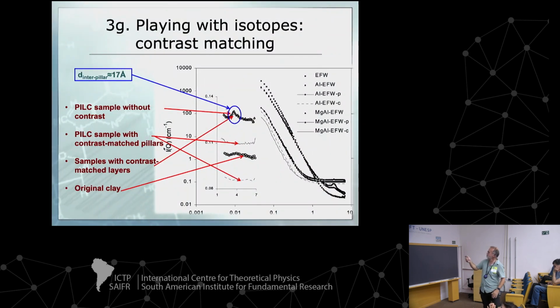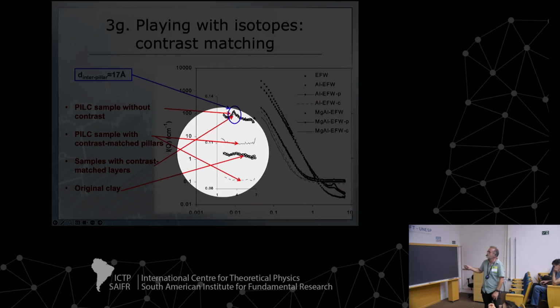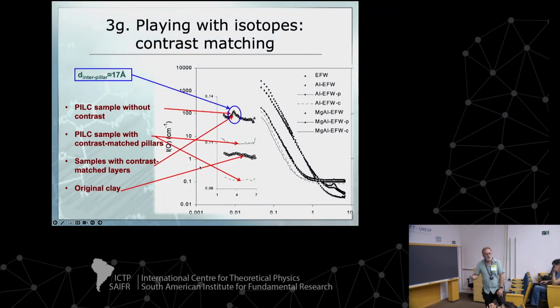Okay, so here you have it. This is the peak, and you start to add water with different compositions until finally you kill it. So this is the contrast matched layers. For neutrons now, all that is inside between the layers is a continuum, because this water plus heavy water plays the same role as the pillars.